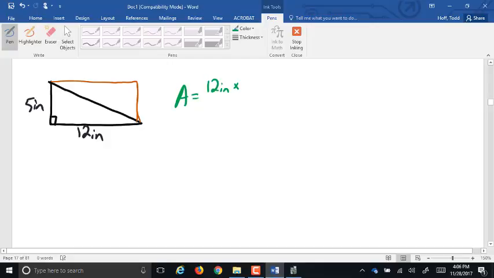will be the 12 inches times the 5 inches. That's the area of the rectangle. We call that the related rectangle. The triangle is just half of that. We divide by 2. So 12 times 5 is 60. Divide by 2 is 30. It's still inches times inches, which is inches squared.